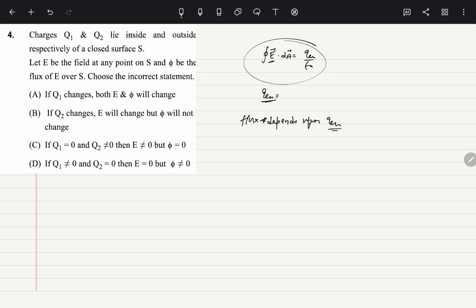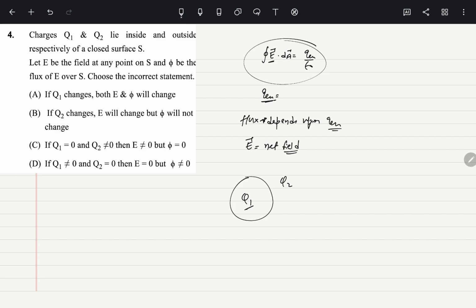But on the left-hand side, we have the net electric field, which can be produced by any of the charged particles, inside and outside. So that we already know about Gauss law. Now see the options. Q1 and Q2 lie inside and outside: there is a closed surface, Q1 is inside, Q2 is outside. If Q1 changes, both E and phi will change. This is correct. Q1 is an enclosed charge, so flux will change.